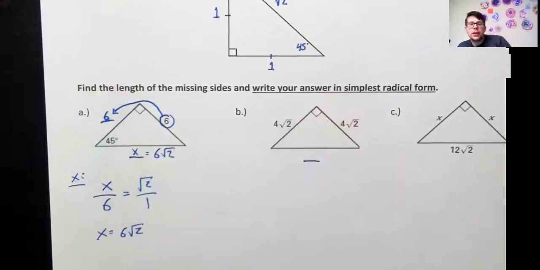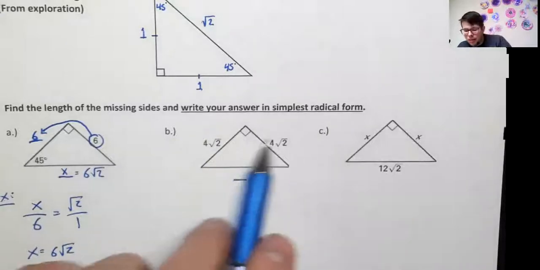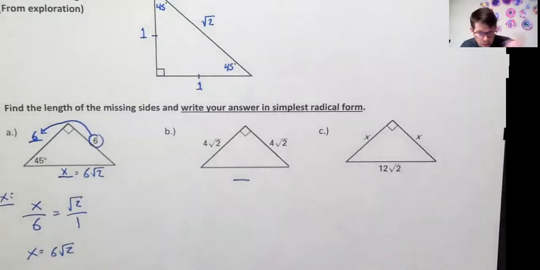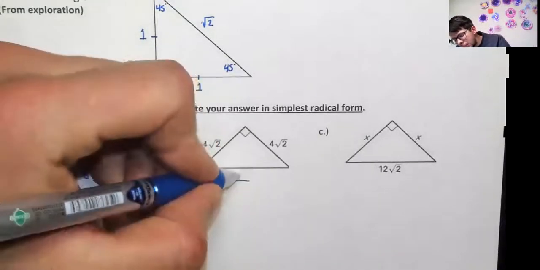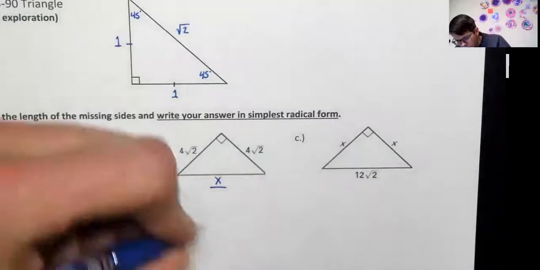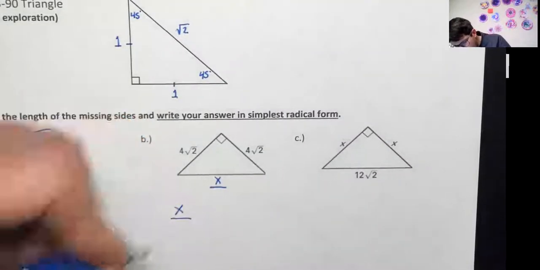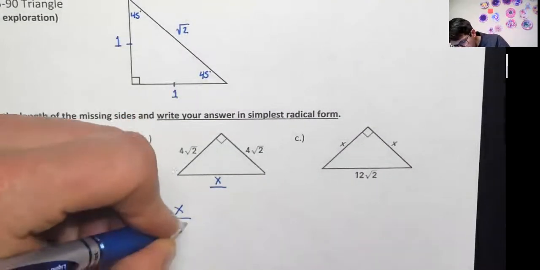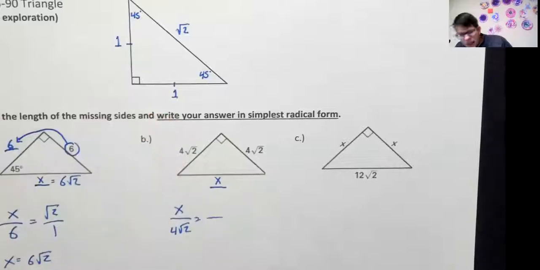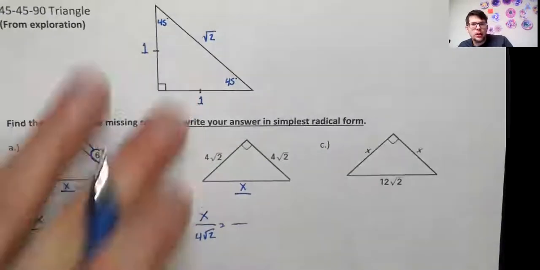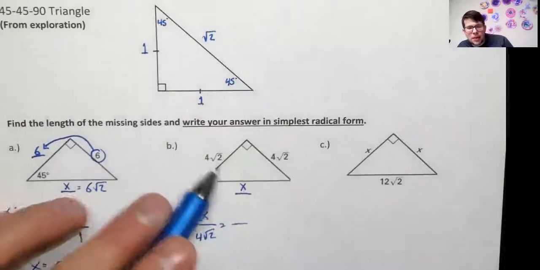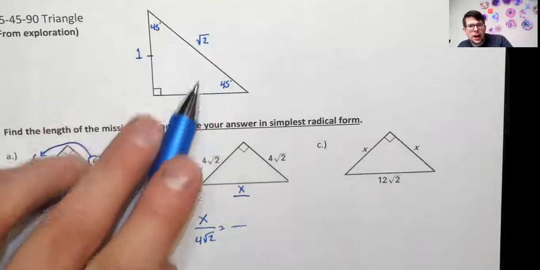For the second problem right here, once again, you'll notice you've got the legs that are a match set, so you don't have to find both of them or even one of them. And then we just need to see if we can find that hypotenuse. So we're going to do that. I'm going to set up my ratio as x over 4 root 2. And I'm going to set that equal to the same kind of ratio for my top triangle right up here. When I set this up, that was hypotenuse over leg, and I'm going to do the same thing, hypotenuse over leg.